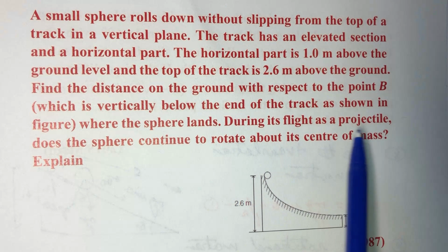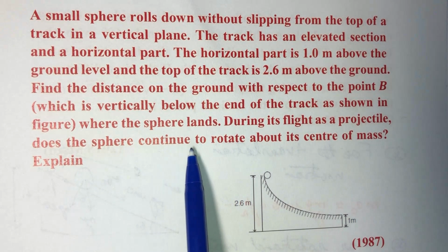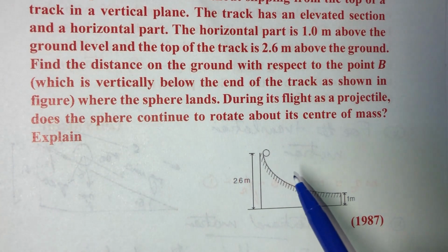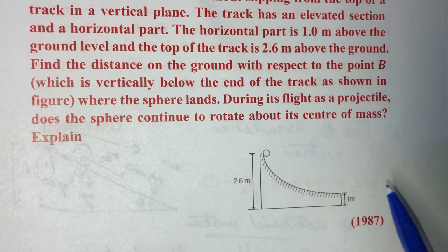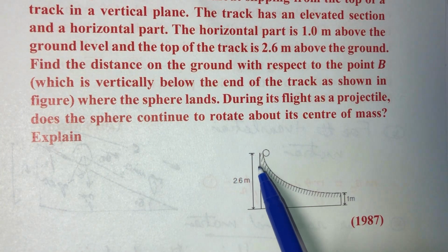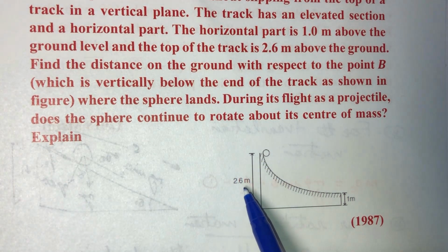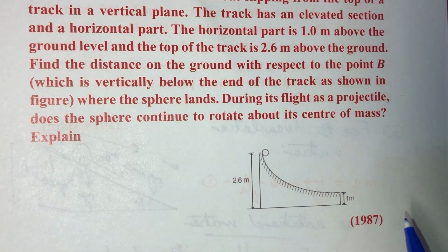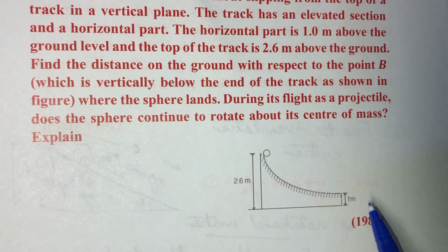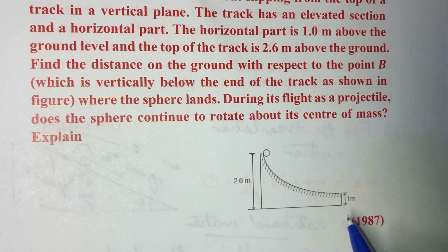During its flight as a projectile, does the sphere continue to rotate about its center of mass? Explain. So this is our track, and the track has a horizontal section that is 1 meter above the ground and the topmost point of the track is 2.6 meter. So we have to find out the distance on the ground with respect to point B. Okay, so this is point B.